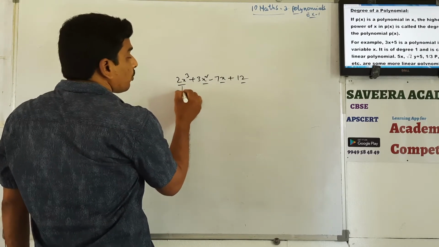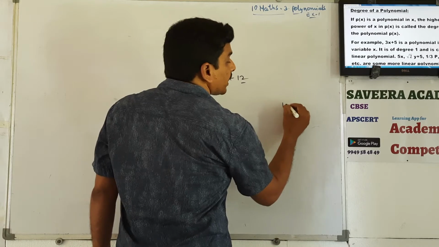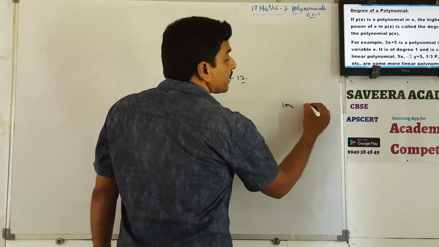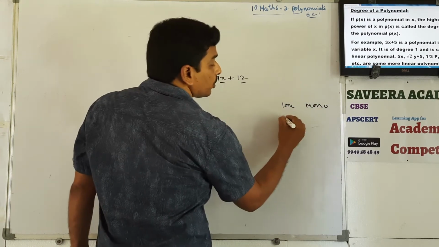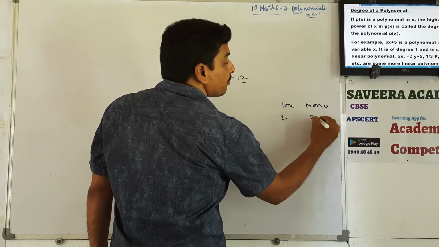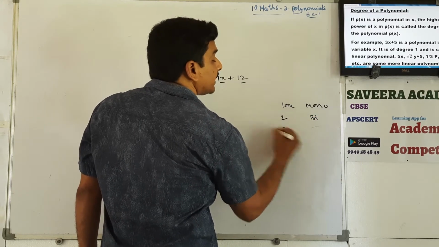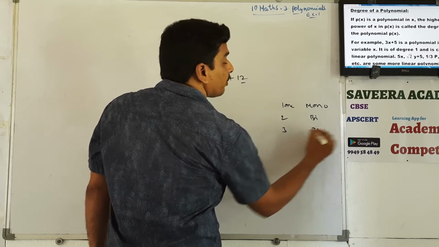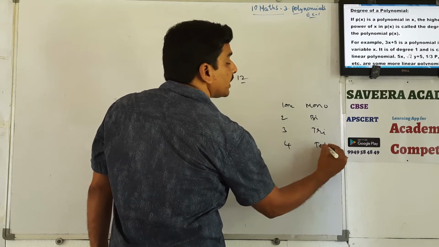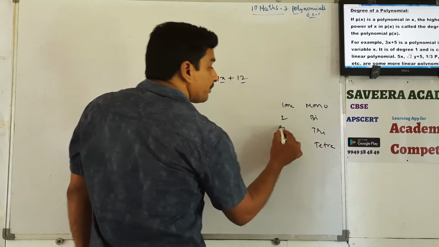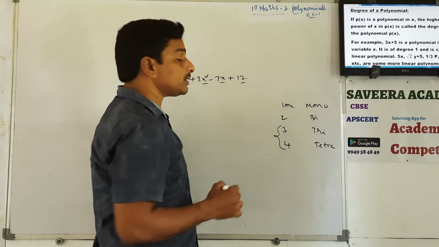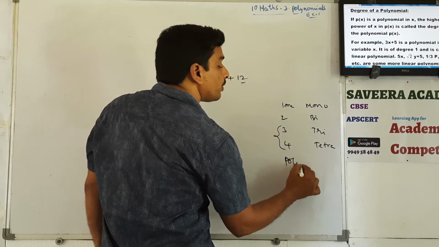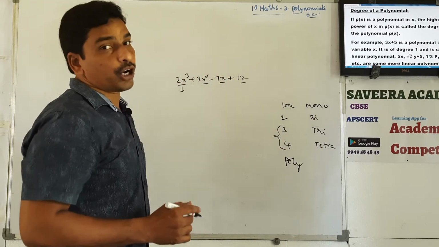So this is a monomial. Monomial means only one term is there. Only one term is there means that is called monomial. 2 terms are there means that is binomial. Next, 3 terms are there means that is trinomial. 4 terms are there means that is tetranomial. But from trinomial onwards, all these are called as polynomials.